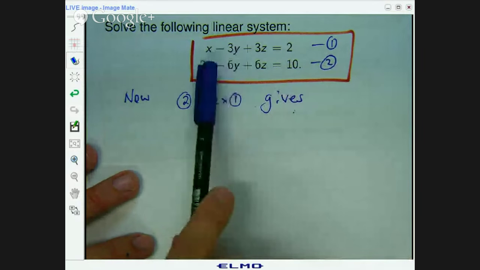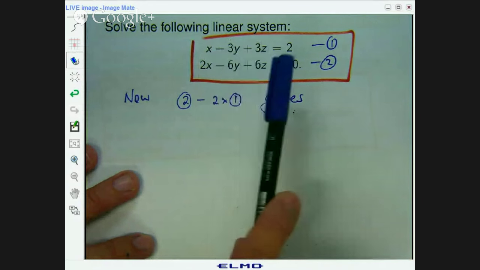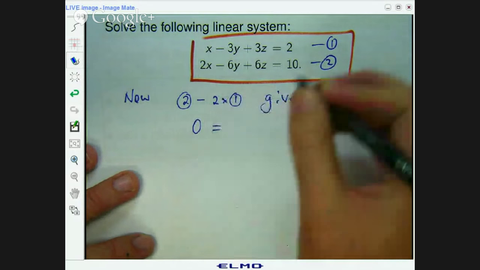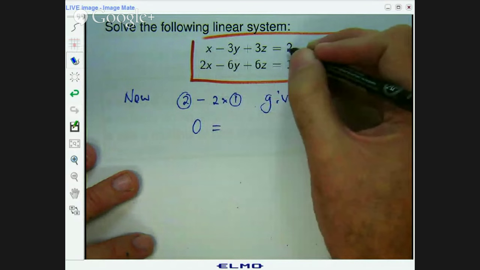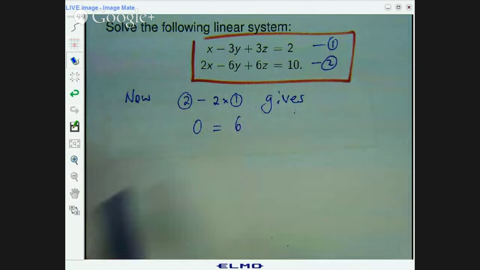That will give you 2x minus 2x, negative 6y minus 6y, and 6z minus 6z. Now, on the right-hand side, you're going to get 10 minus 2 times 2. That's 4. So we end up with the crazy thing, 0 equals 6. Uh-oh, have we broken mathematics? Well, no, we've come up with some sort of nonsense, but all this means is that our linear system has no solution. So let's write that down.